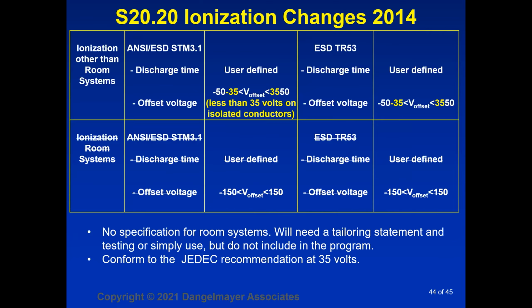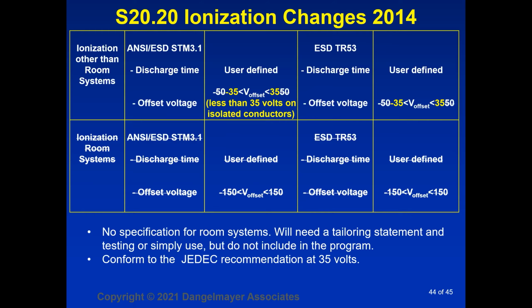They were trying to conform to the JEDEC recommendation that ionizers and isolated conductors should be less than 35 volts. Okay, so that's where that changed. The other change they made is there used to be a separate specification for room systems, because room systems work differently. When you measure them on the work surface, there's a different situation that you're dealing with. They took out that different specification, which means that all ionization now has to meet that 35 volt requirement.